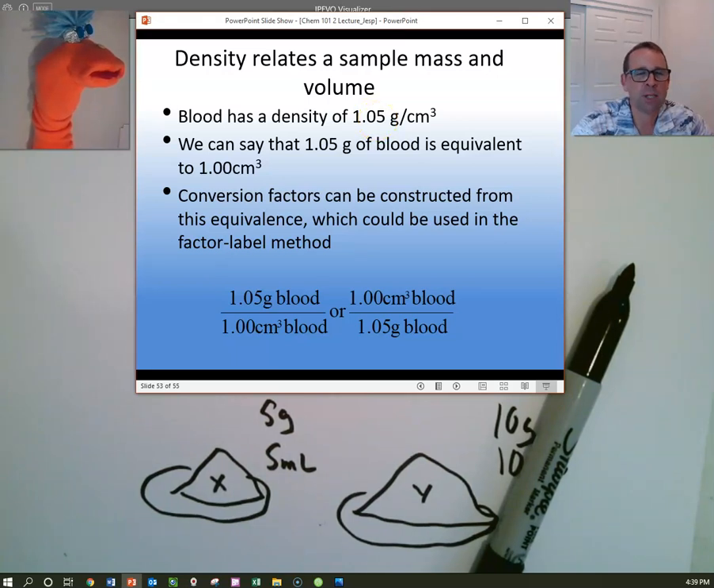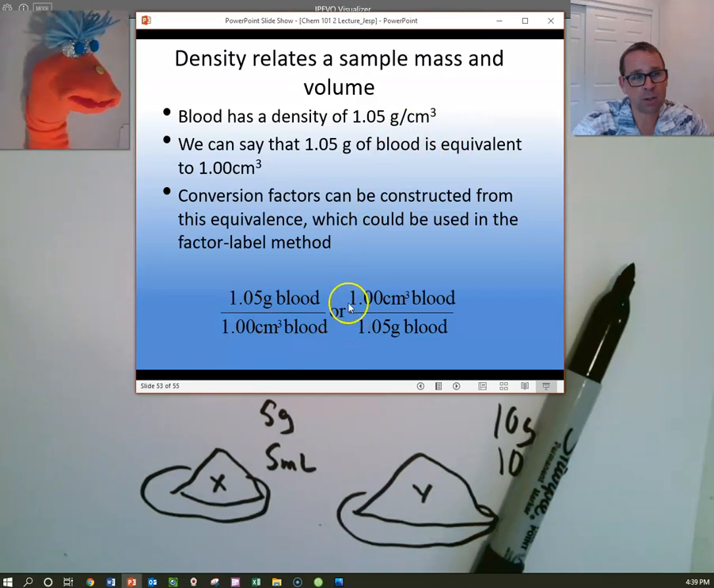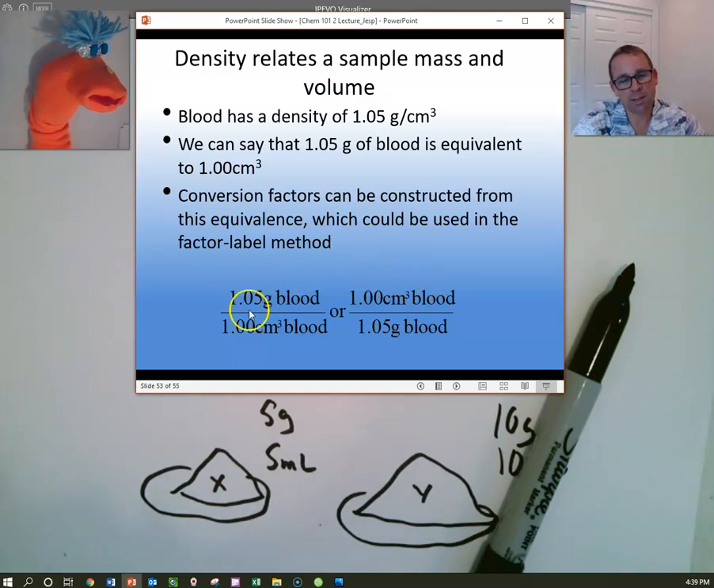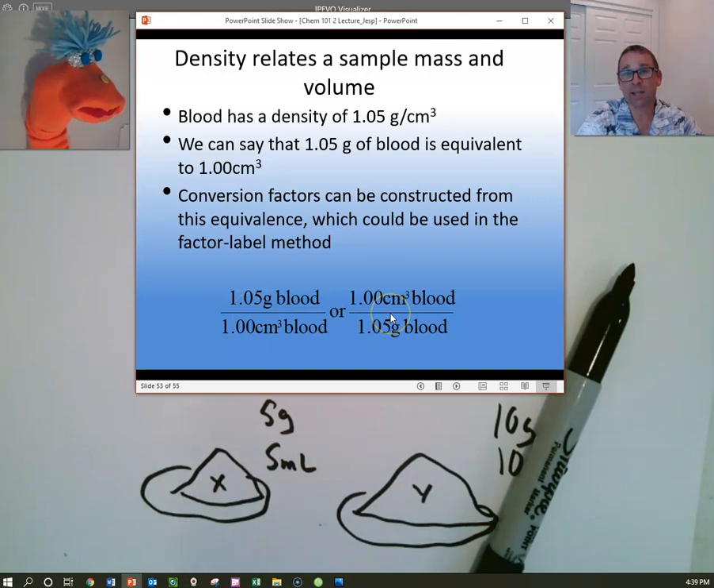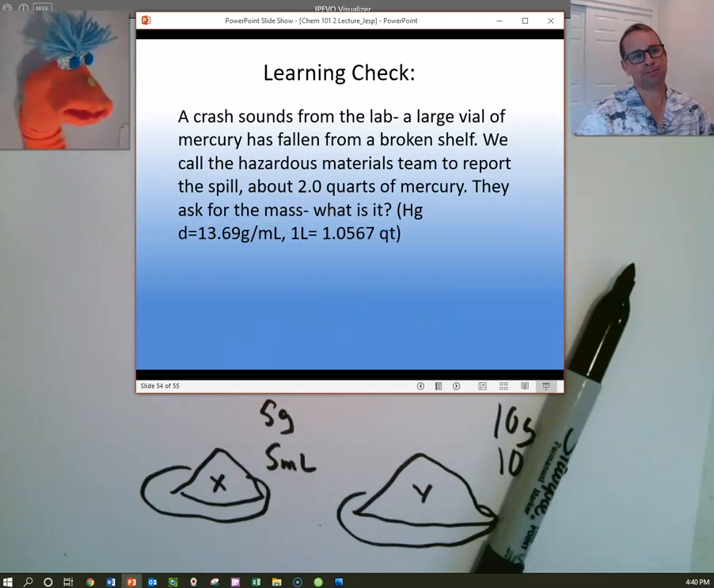Okay. Well, let's pretend like it's fake blood. Fake blood has a density of 1.05 grams for every cubic centimeter. From that, we can write these two conversion factors. 1.05 grams of blood per milliliter of blood, or 1 milliliter of blood for every 1.05 grams of blood. So these statements are statements about the density, and that information allows us to use these values as conversion factors. Before we were using conversion factors like 12 inches in a foot or 100 centimeters in a meter, but now we can use density as a conversion factor. And that becomes important for this kind of a question.